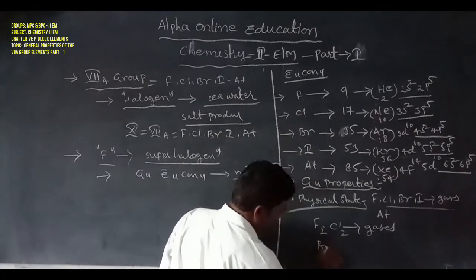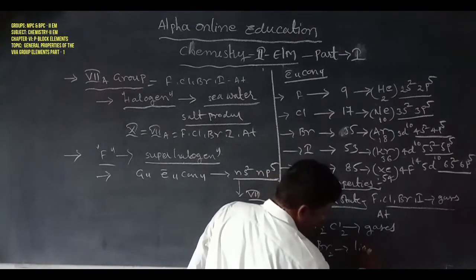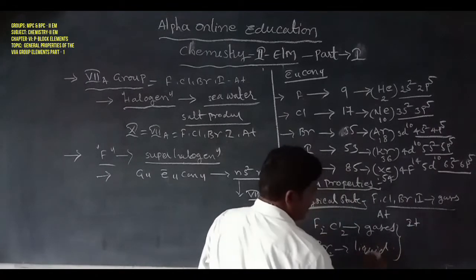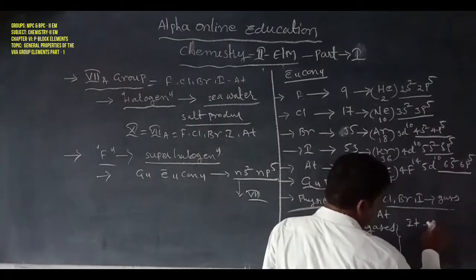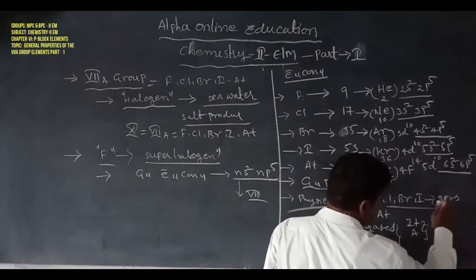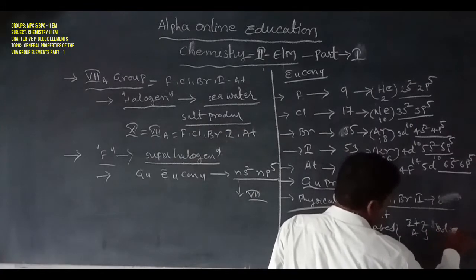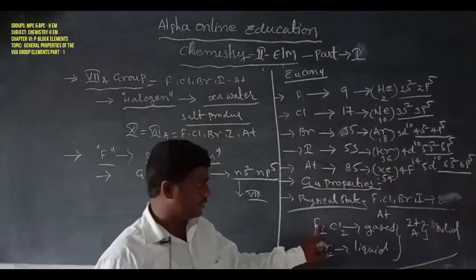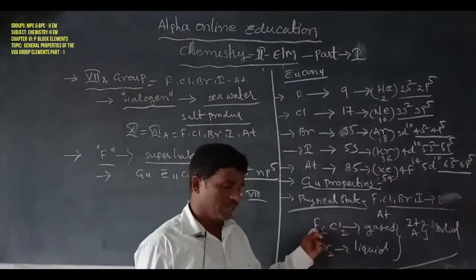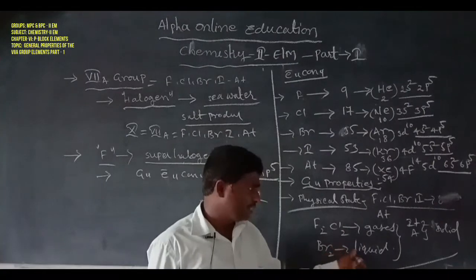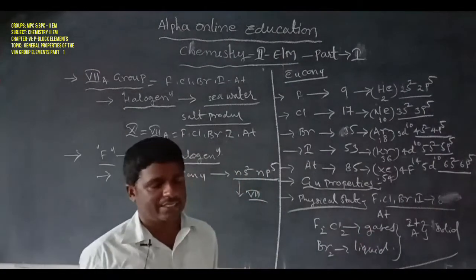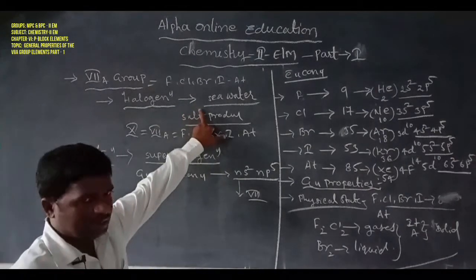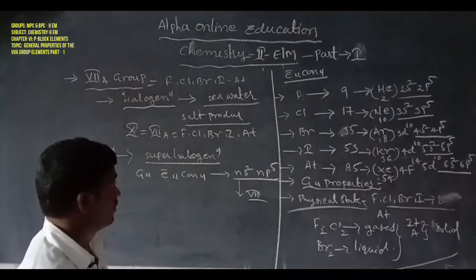Next one, bromine, Br2, is a liquid. Next, iodine is a solid. Iodine and astatine are also solids. Here is the physical state of 7th A group elements: fluorine and chlorine are gases, bromine is a liquid, and the remaining iodine and astatine are solids. That is the first property, the physical state of the 7th A group elements.